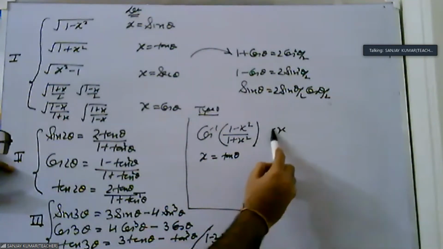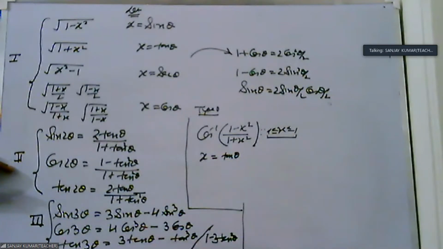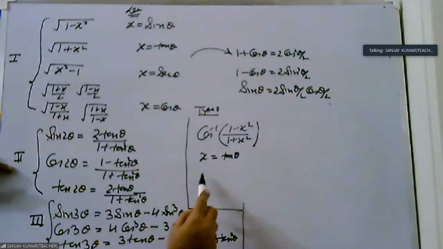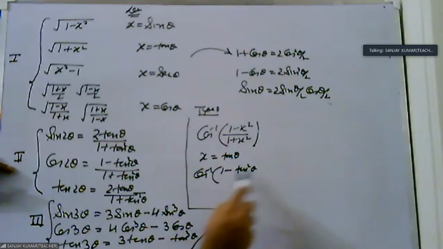Later he will give you that x lies between -1 to 1, so for now you ignore this, okay? In tomorrow's class we will discuss what the role of this is. Only you see how we let and how we proceed. So for now ignore this. That x is tan theta. We have cos inverse of (1 minus tan square theta) by (1 plus tan square theta).